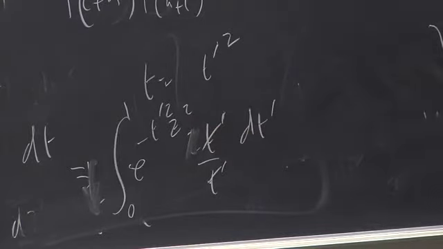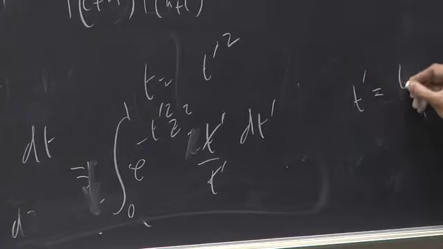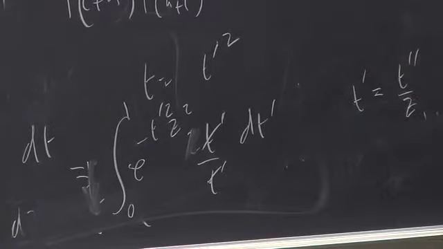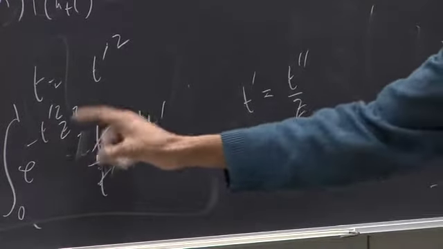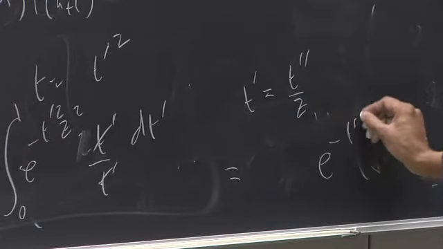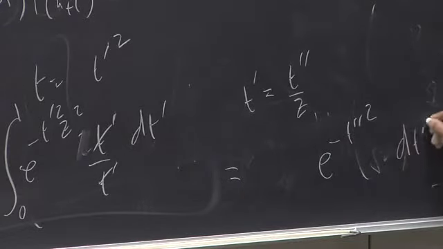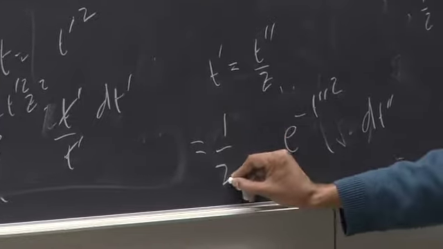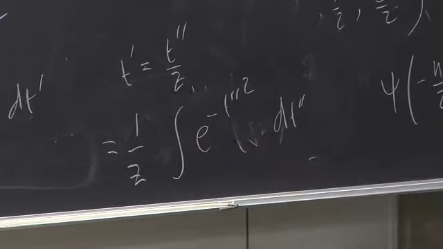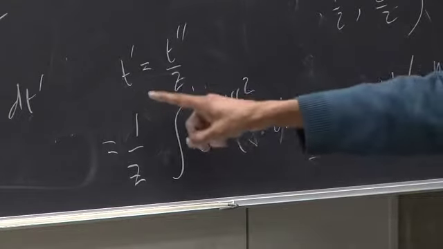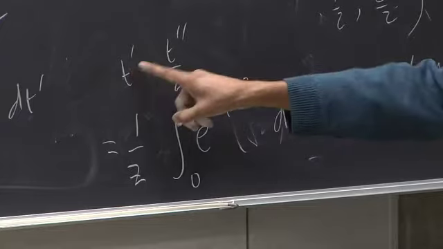So change again: call t prime equal to t double prime over z. Then this becomes e to the minus t double prime squared, dt prime becomes dt double prime over z, and the 1 over z comes out of the integral. The range changes: when t prime is 0, t double prime is 0, but when t prime is 1, t double prime is z.